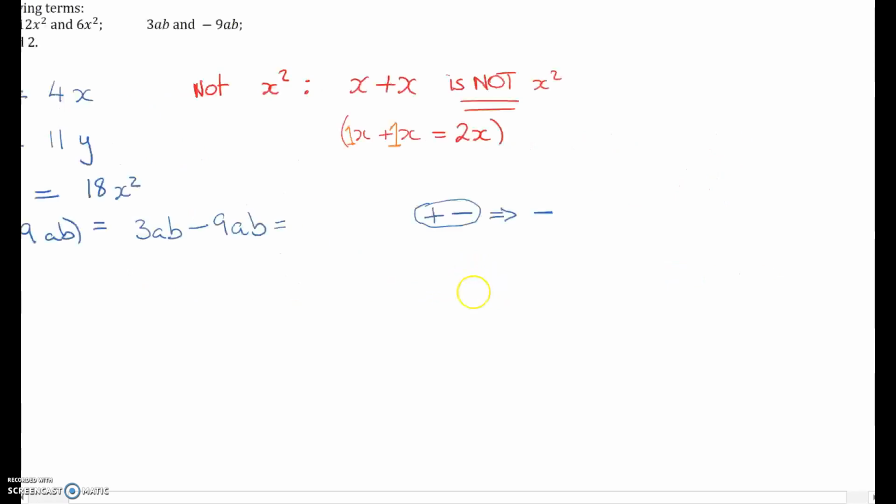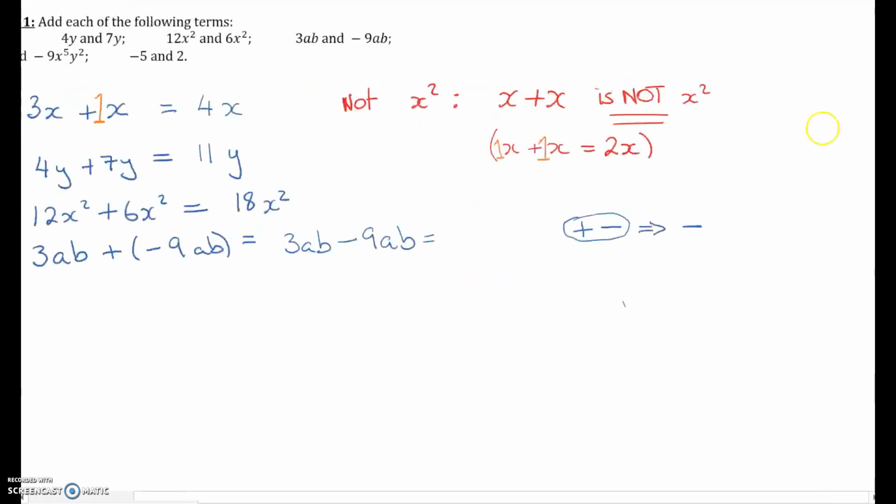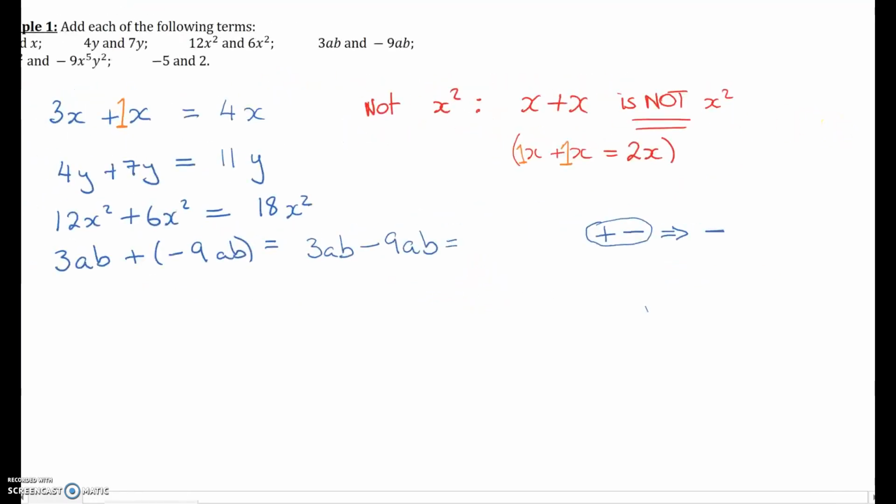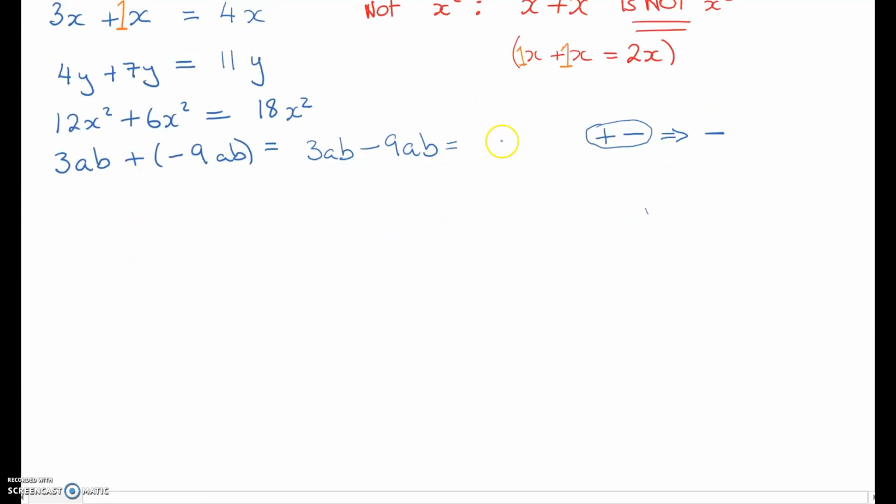So they're ab's, so the answer will also be an ab. This time, however, they have different signs. You have 3 and minus 9. Those are different signs, so you subtract. Take the small one away from the big one. So 3 away from 9 is going to be 6ab.